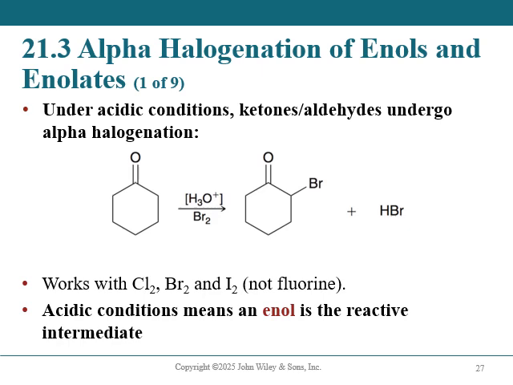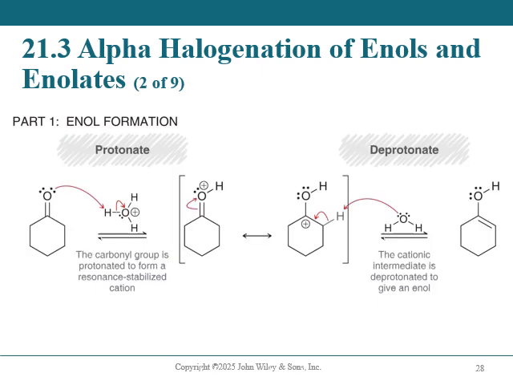Under acidic conditions, ketones and aldehydes undergo alpha halogenation. So those alpha protons that you have, one of them is going to be substituted for a halogen. In this case, we're dealing with bromine. It works with pretty much every halogen except for fluorine. Acidic conditions means that an enol is the reactive intermediate. And when dealing with acidic conditions, you can already tell what that mechanism is going to look like. Let's check it out.